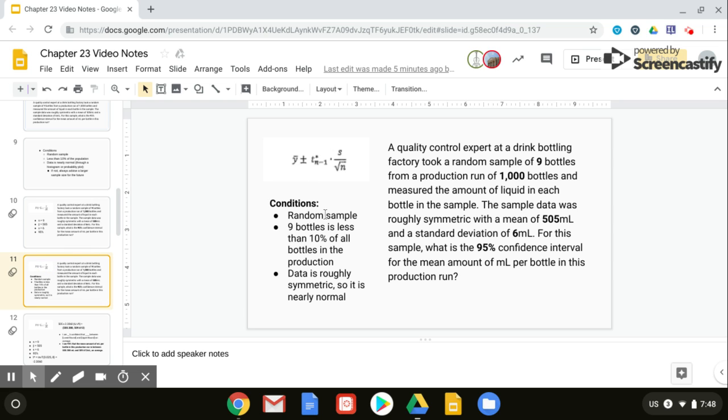We checked this for the conditions, and it is a random sample. The 9 bottles is less than 10% of all bottles in the production, and the data is roughly symmetrical, so it is nearly normal.